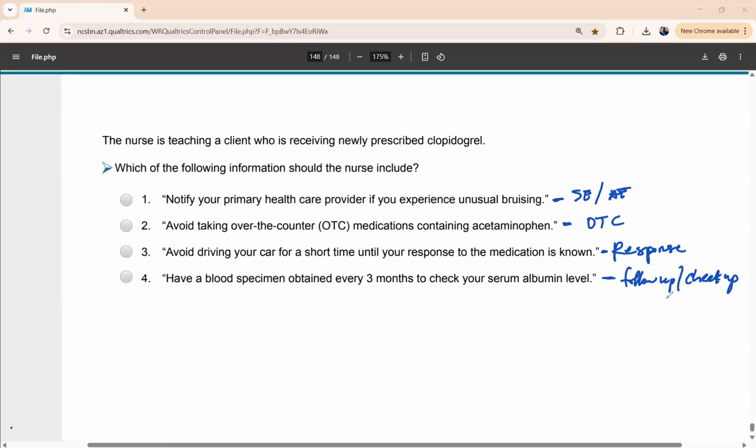So when I come to the NCLEX exam and I see a question related to pharmacology, and the question is telling me to notify your healthcare provider if you experience so and so, I don't care about what the patient is experiencing. The fact that the question states you should notify the healthcare provider automatically speaks of an adverse effect. And the number one biggest aspect of safety related to pharmacology is reporting and follow-up or checkup.